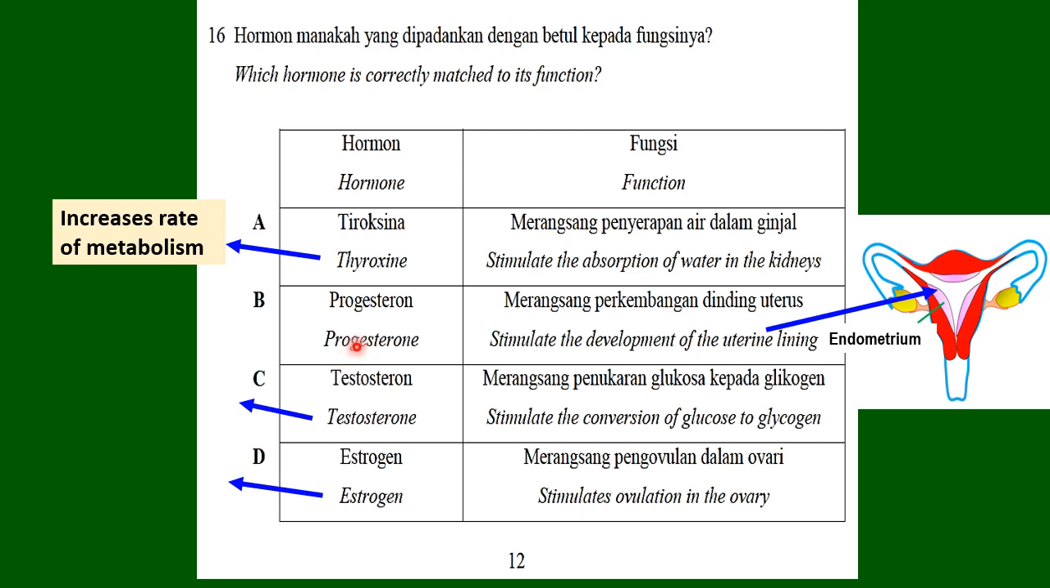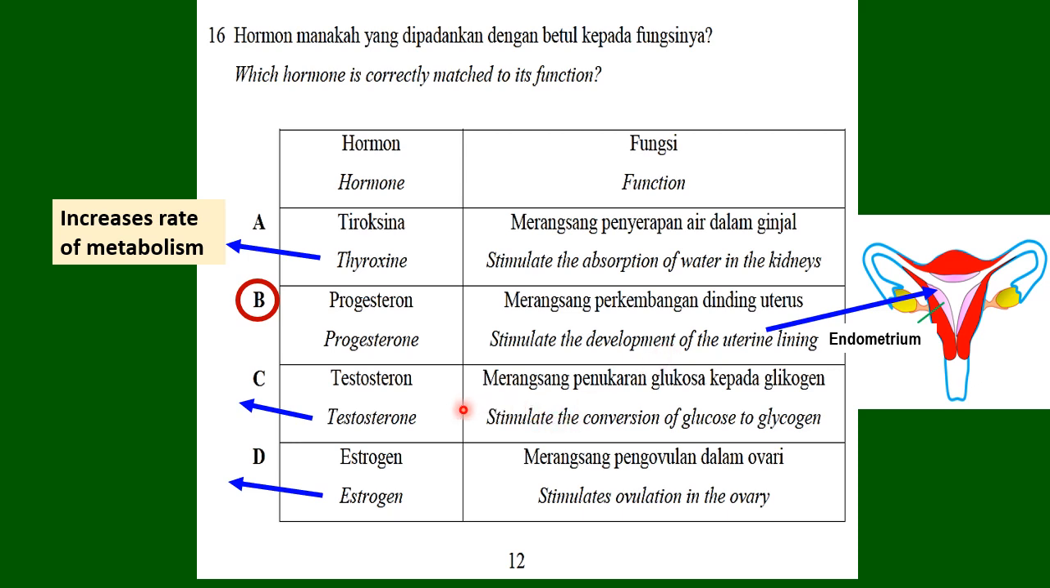Okay, progesterone stimulates the development of the uterine lining in females. Yes, this is correct. So progesterone will stimulate the endometrium in the uterus, which is a layer of blood and tissues, to develop during the menstrual cycle. So B is the answer, right?